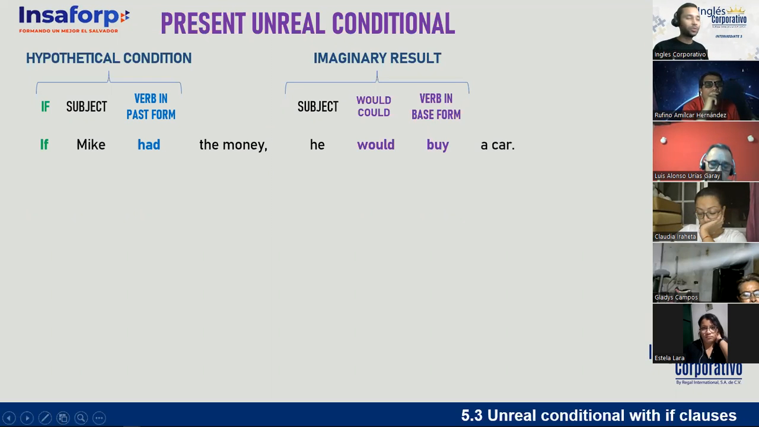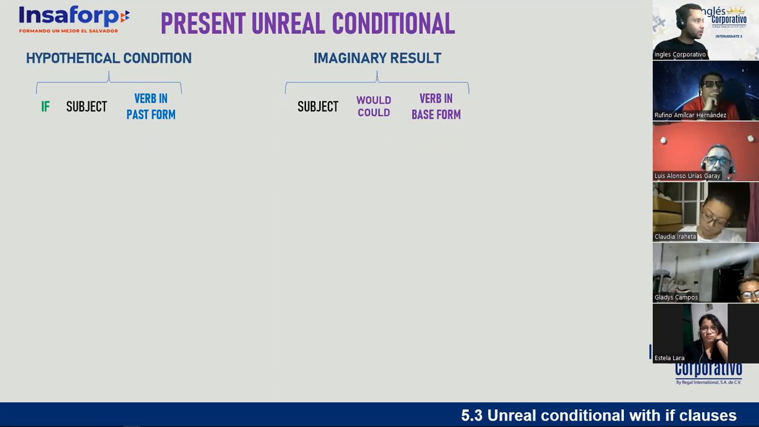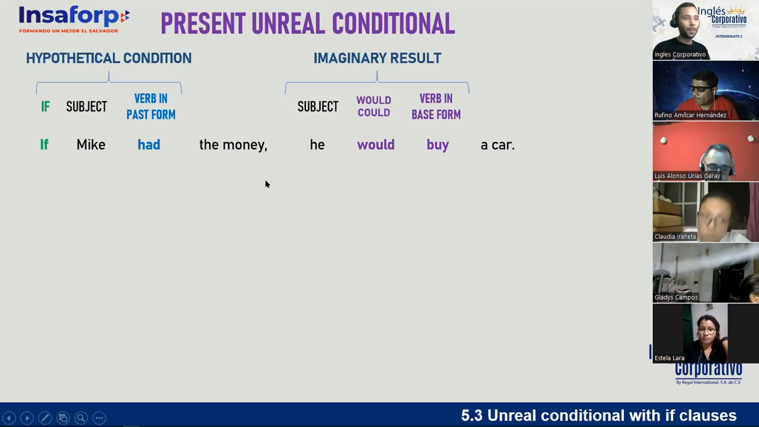So examples. If Mike had the money, he would buy a car. Let me just change some animations right here to make this better. Okay. Just a second, please. Okay. So if Mike had the money, he would buy a car.